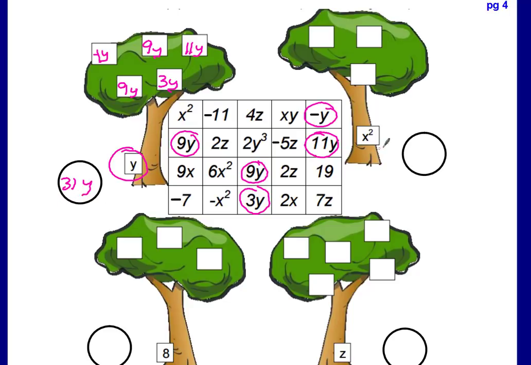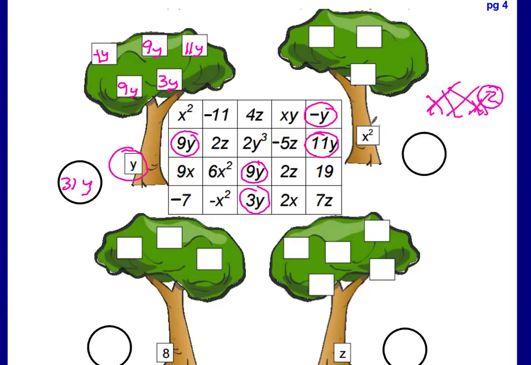You're going to do the same for the x squared tree. You'll notice there are only 3 boxes in the tree, so there are only 3 x squared terms. Is x the same as x squared? Are these like terms? They do have the same variable, but this one has a square. The power is 2. X really is the power of 1. So they do not have the same power, therefore they are not like terms.